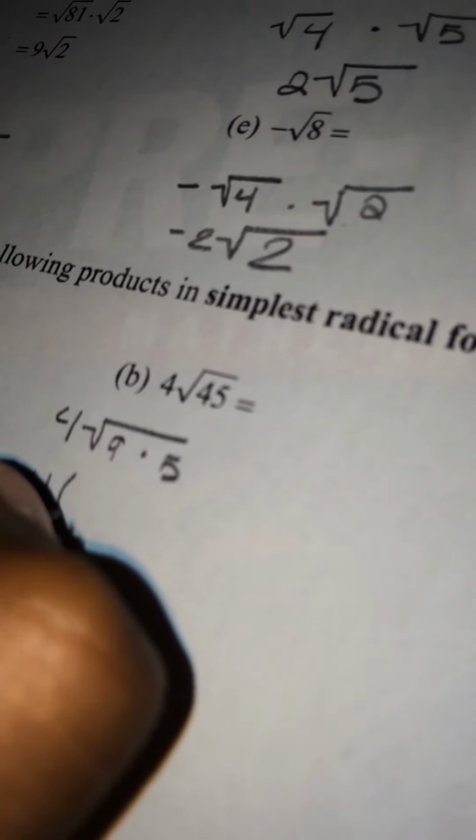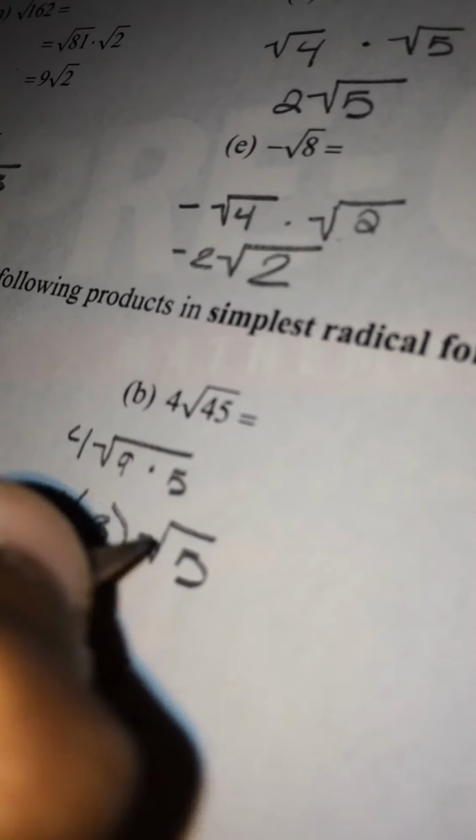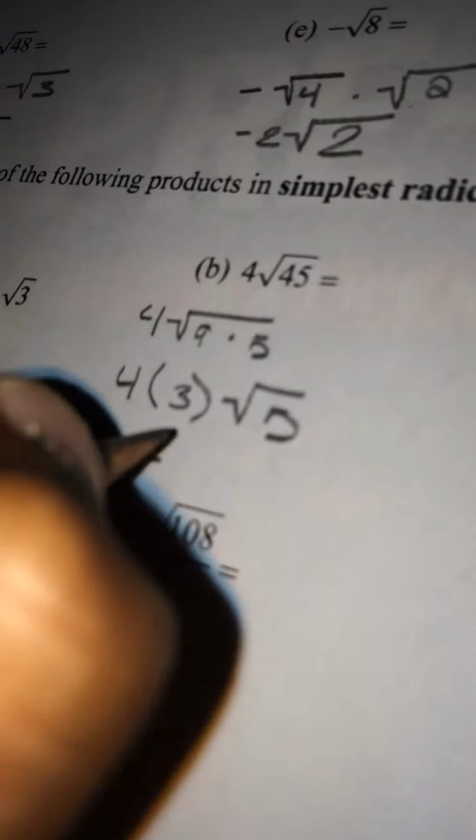So it will be 4 radical. How would you get it? You could do 9 times 5. What's the radical of 9? That would be 3. And there's no radical of 5, so it would be radical 5. You guys understand? And then the last part, if you get it right, you would multiply 4 times 3, which will equal 12, and bring down radical 5. You guys will understand sooner or later.